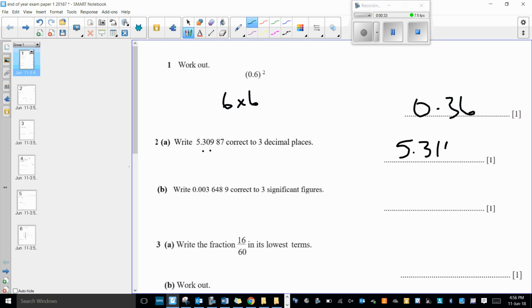5.310. And to 3 significant figures, you don't start counting till the 3, so that's 1, 2, 3, look to the right, so that's 0.00365.